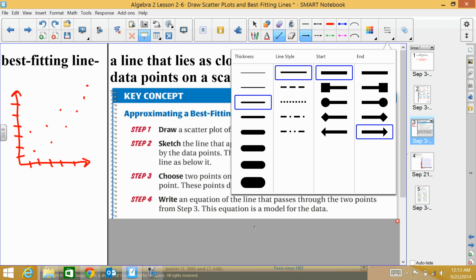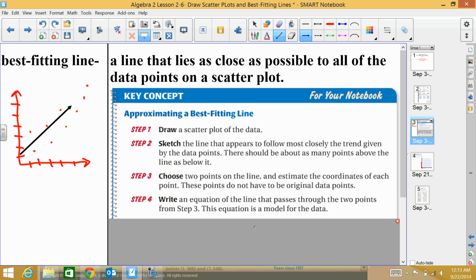Okay, so I'm going to start right about here, and I'm going to try to go through as many points as I can. I may not go through any points, but I just want to go through the middle of most of my points. So this line is representing the direction that my data is going. So this would be an approximation of a best fitting line. Now if I want to approximate the equation for that line, these are the steps I would follow.